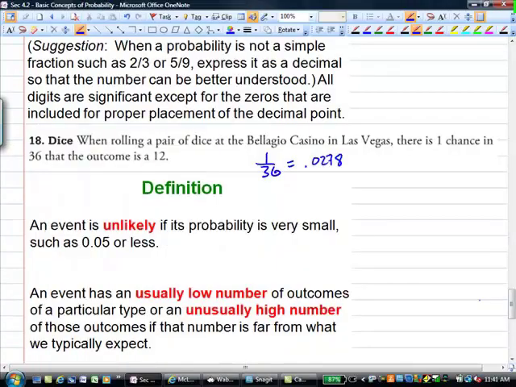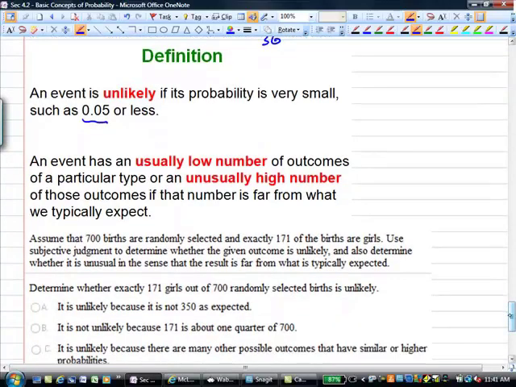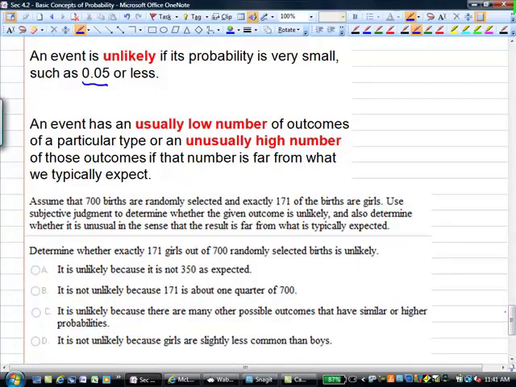An event is said to be unlikely if its probability is very small, such as 0.05 or less. 0.05 is kind of the standard cutoff for us. An event has an unusually low number of outcomes of a particular type, or an unusually high number of those outcomes if that number is far from what we typically expect. On some of these problems, common sense is going to reign.